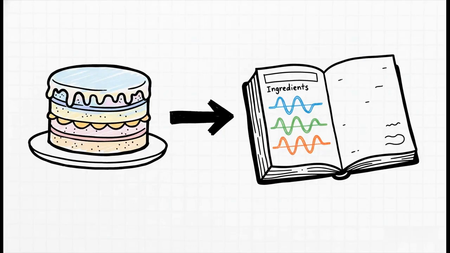The best way to think about it is like a recipe. You know, you taste a delicious cake, and it just tastes like, well, cake. But the Fourier Transform is like the chef, who can taste it and tell you the exact recipe. Two cups of flour, one cup of sugar, a dash of vanilla, except instead of flour and sugar, the ingredients for a wave are its pure frequencies.